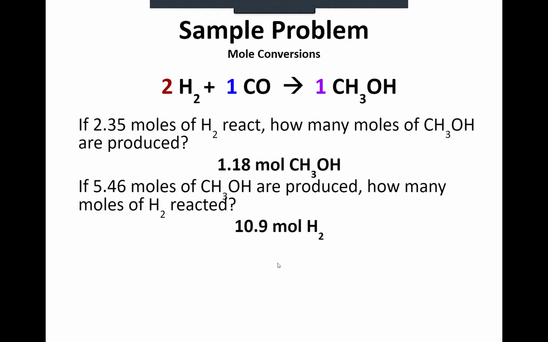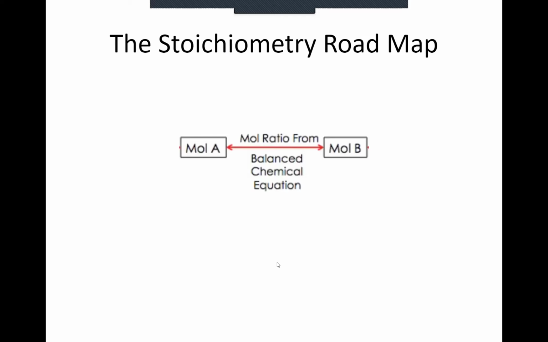In effect, we're multiplying by 2. And if we round to 3 significant figures, you would get 10.9 moles of H2. Okay, is there a way to put this together? Well, take a close look at this.